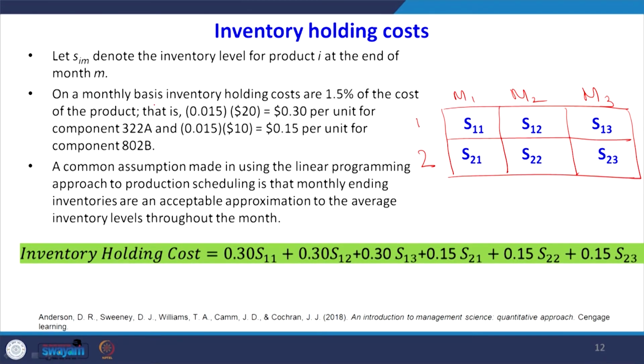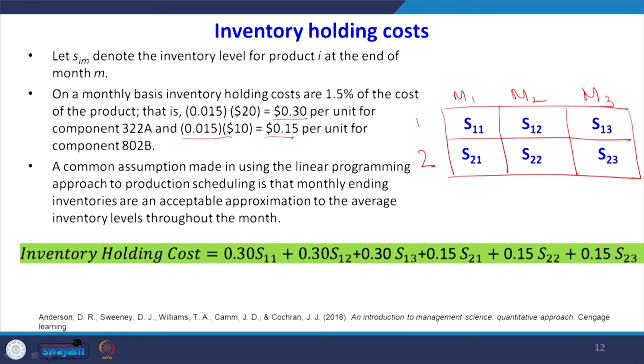On a monthly basis, inventory holding costs are 1.5 percent of the product cost. For example, 1.5 percent is 0.015, and the product cost for product 1 is 20. So there is a $0.30 per unit holding cost for component A. If you multiply 0.015 by 10 for the second product, the inventory holding cost is $0.15 per unit per component.